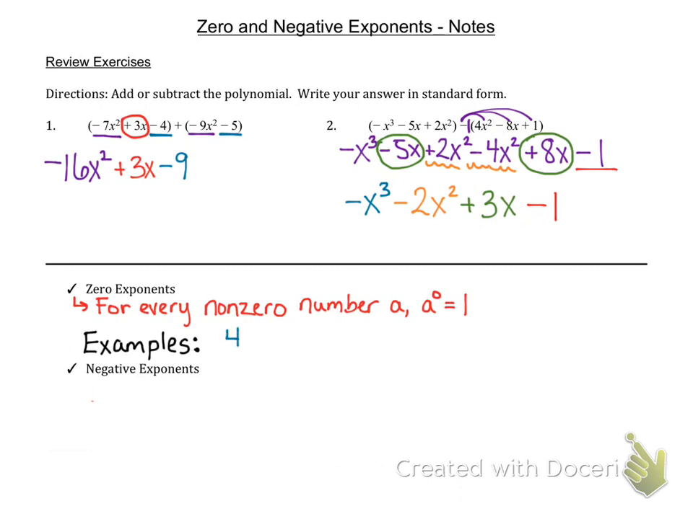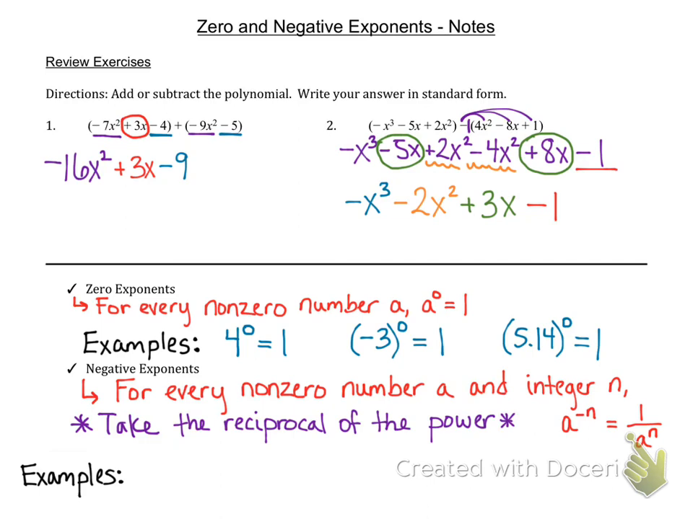So if I have 4 with the exponent of 0, my answer is going to be equal to 1. Let's try another one. If we have negative 3 to the 0 power, again, my answer is equal to 1. Let's try one more. What if I have 5.14 with an exponent of 0? Again, my answer is going to be 1. So anytime you have anything raised to the 0 power with that exponent being 0, your answer will always be equal to 1.